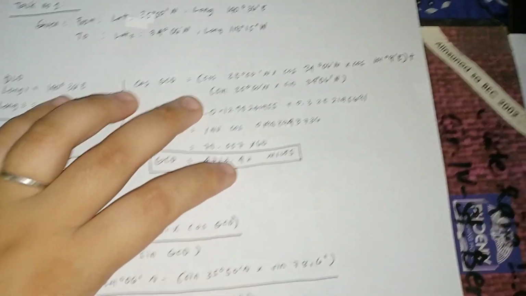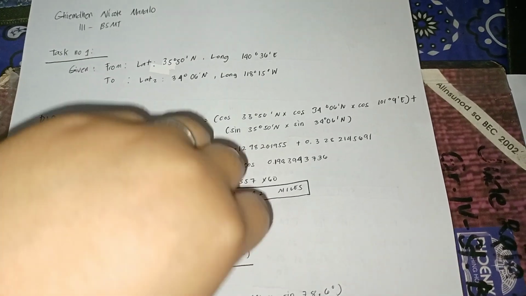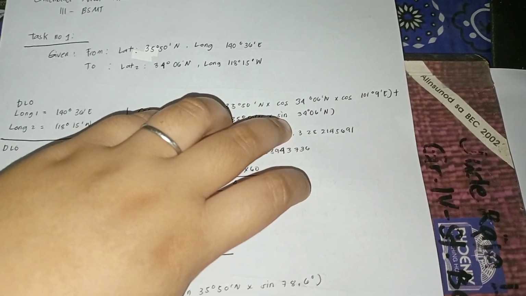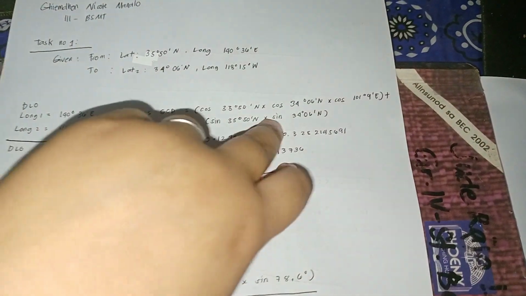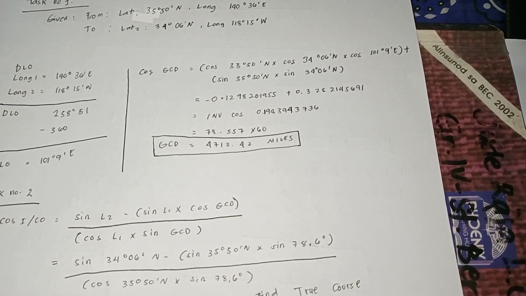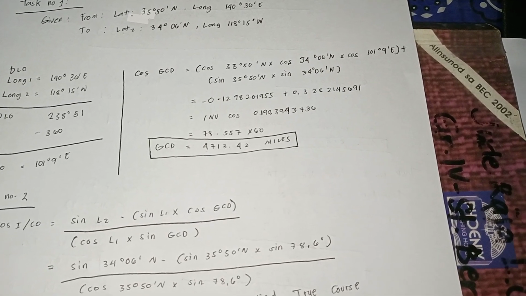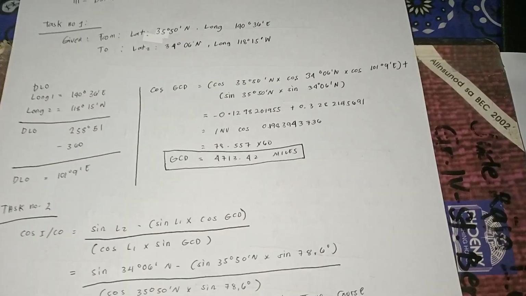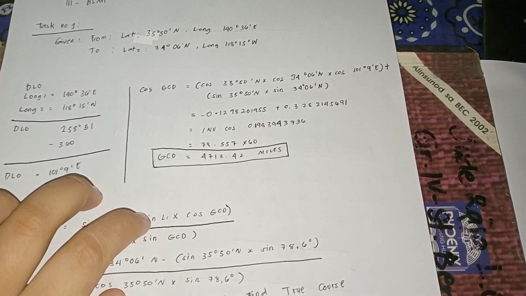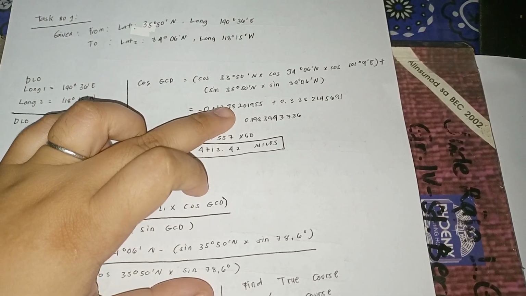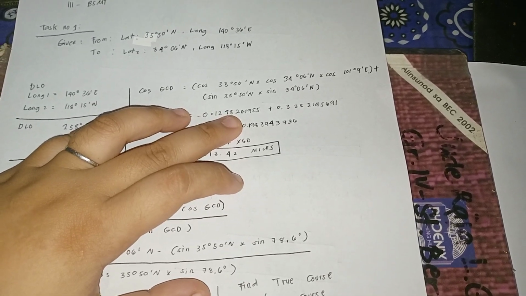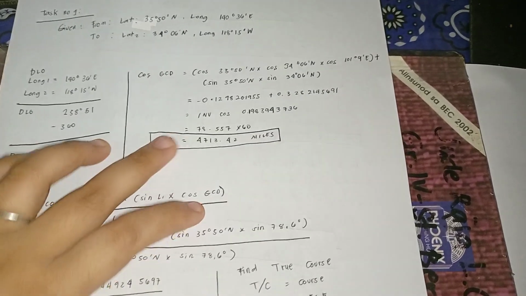For our cos GCD, we have cos lat 1, cos 35°50' north, times cos lat 2, cos 34°06' north, times cos 101°09' east, which is our DLO total, plus sine 35°50' north times sine 34°06' north.